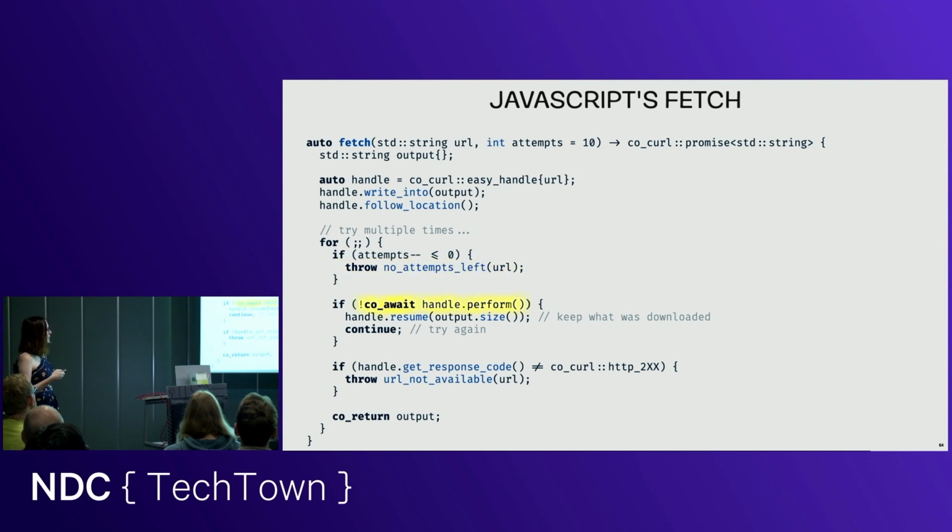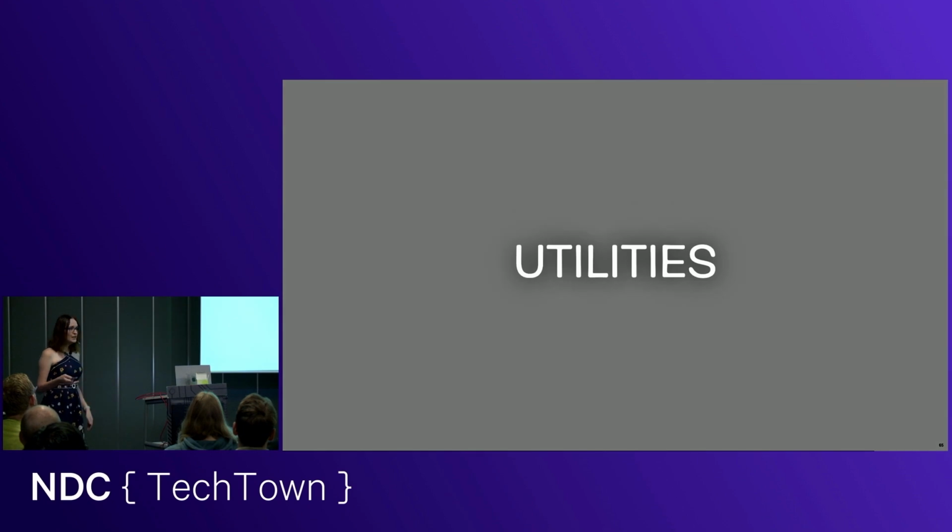Then you can co-await on the finishing of the task or error, whatever. And if it failed, you can resume on the spot after you download some amount of data, so you can resume if you want, and continue the loop with another attempt. If the response code is not HTTP 200, it will just throw an exception. Otherwise, it will return the finished output. And this is fetch in C++, similar to the JavaScript one. You can also have some utilities.